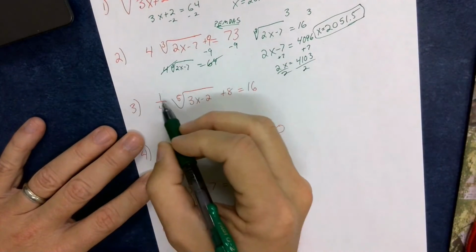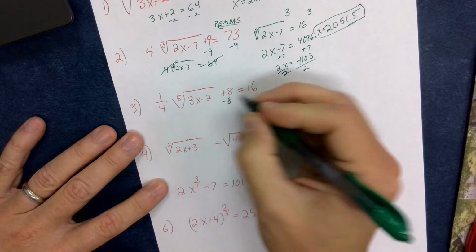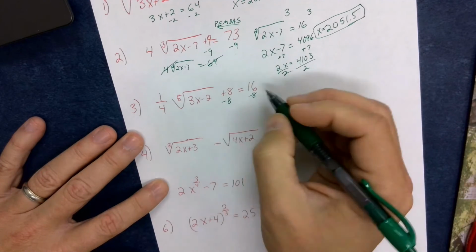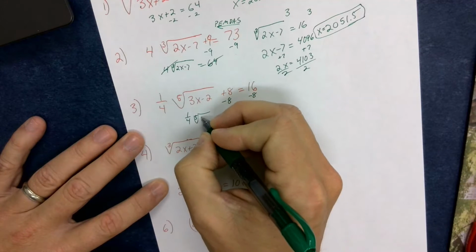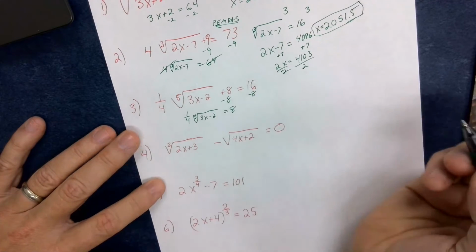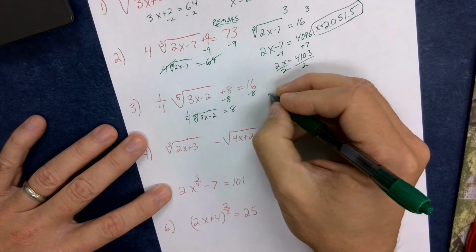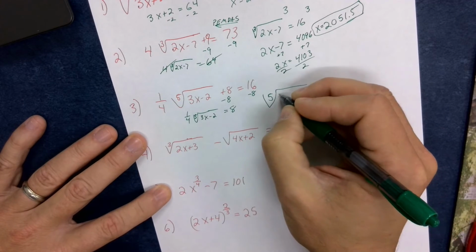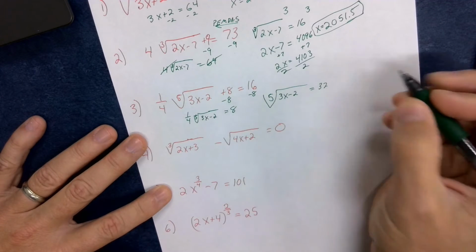Okay, here we go. I got 1/4 times the 5th root of 3x minus 2, plus 8 equals 16. Step number 1, minus 8, minus 8. So I get 1/4 times the 5th root of 3x minus 2 equals 8, because 16 minus 8 is 8. Times by 4 both sides. So now I get the 5th root of 3x minus 2 equals 32.